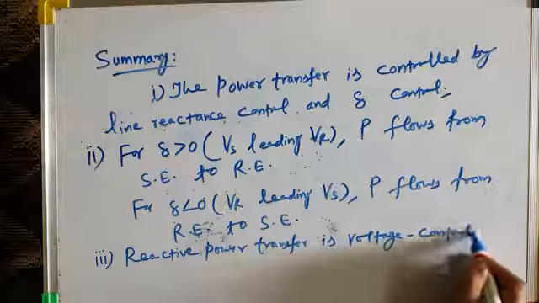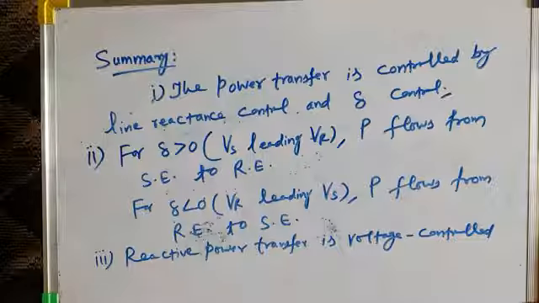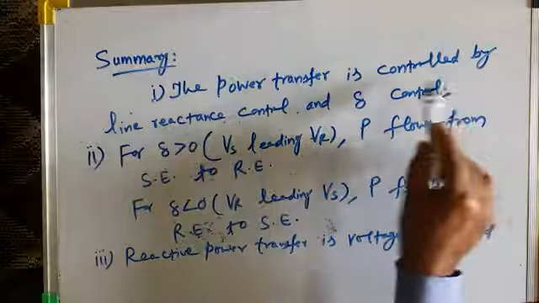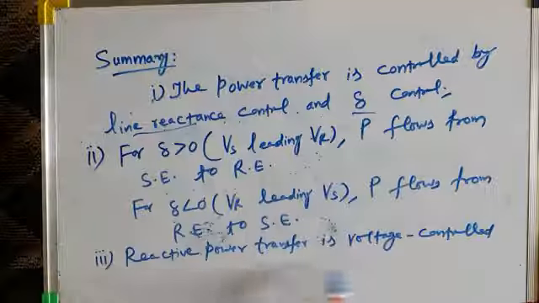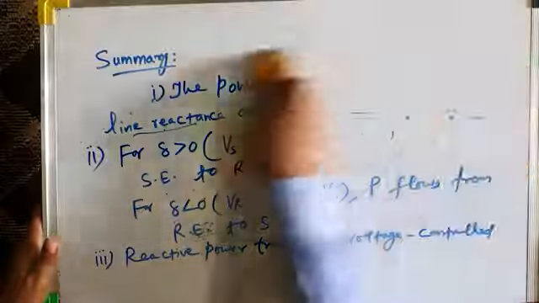If you are able to control the voltage by changing the voltage levels at the receiving end and sending end, the reactive power flow can be controlled. Active power flow can be controlled by delta and X, which you have written somewhere here. Yeah, line reactance and delta, but reactive power flow can be controlled by voltage control. That is point number 3.